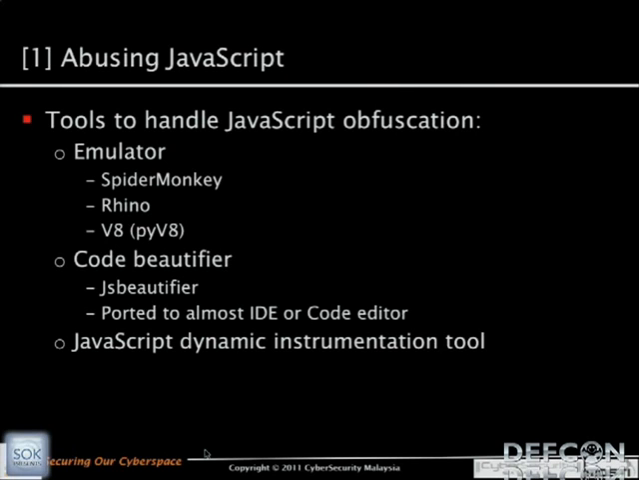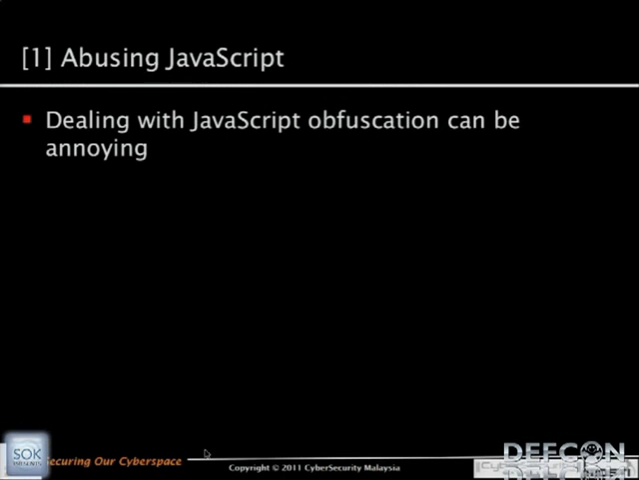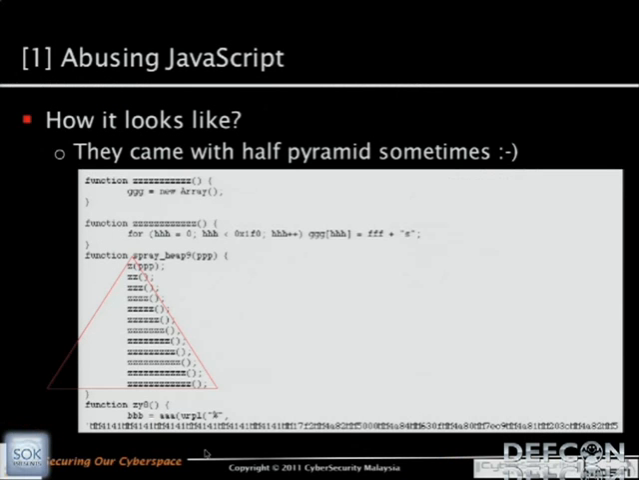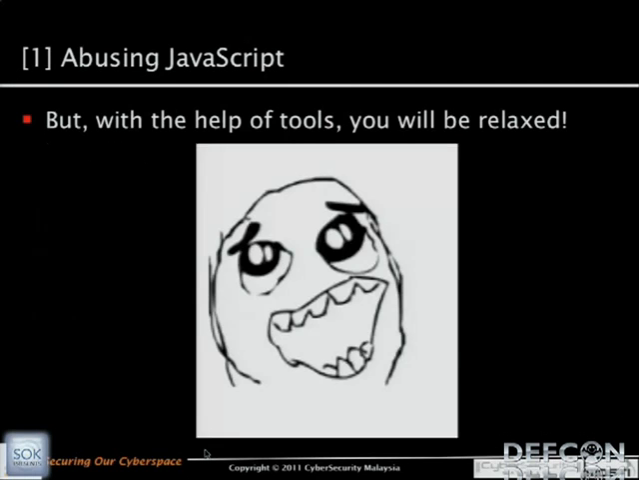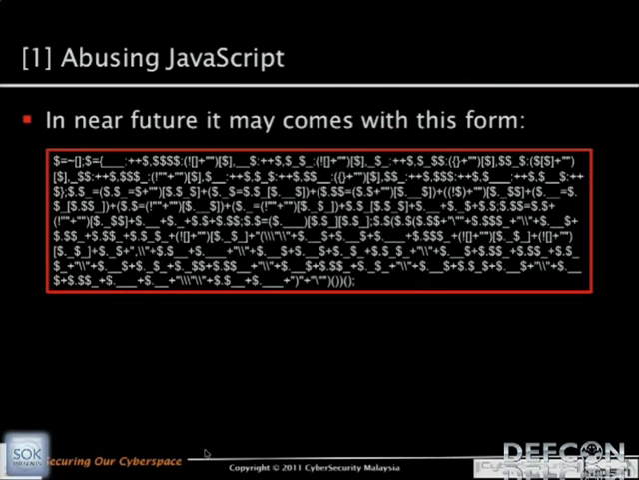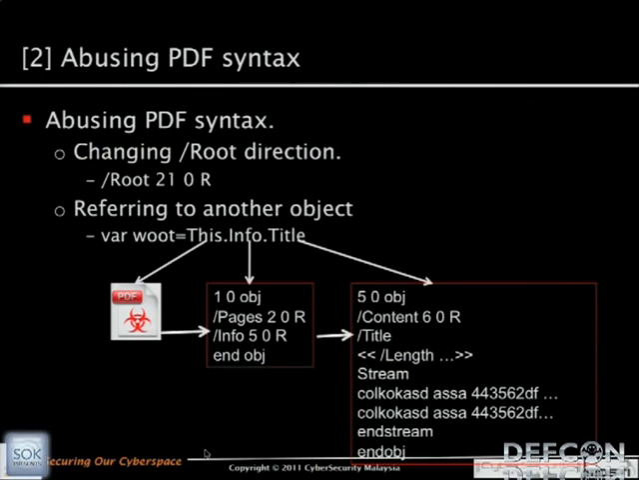Okay? But having said so, if you take a look at the previous sample of the JavaScript, you pretty much can read all of this, right? But maybe in the future, it may come within this function. This is a valid JavaScript implementation, okay? And it may also come with smiley characters for you guys. So this is the kind of obfuscation that you can see within the JavaScript implementation in PDF.